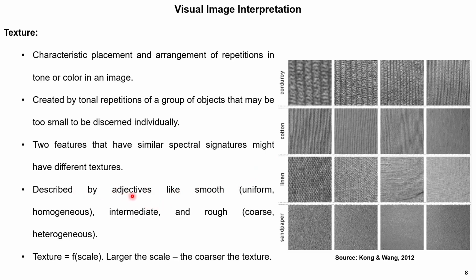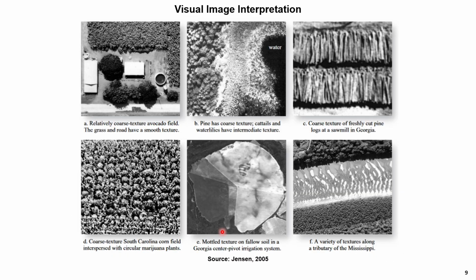Textures are described by adjectives like smooth, which we can say is uniform and homogeneous, then intermediate texture, and rough texture, which we can say is coarse and heterogeneous. And texture is a function of scale. So as you change the scale of the image, which means the larger the scale, the coarser the texture. As you take a photograph from very close up to a very far away distance, the texture will move from coarse to smooth. So that is the role of texture.